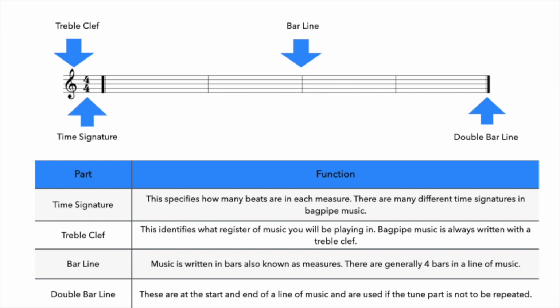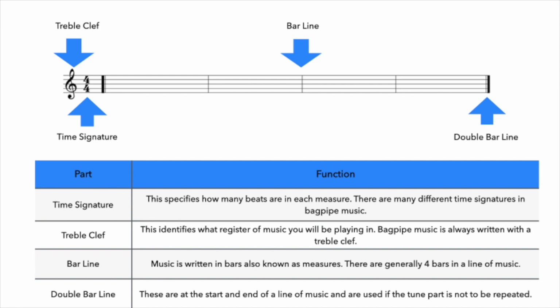Now let's take a look at the treble clef. It's the weird little squiggly thing on the left here. This identifies what register of music you will be playing in. Bagpipe music is always written with the treble clef, so you don't really need to worry about it too much. It really doesn't play that much of a role in bagpipe music, but it is always written on the sheet.